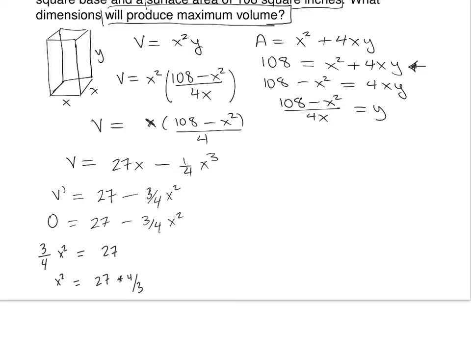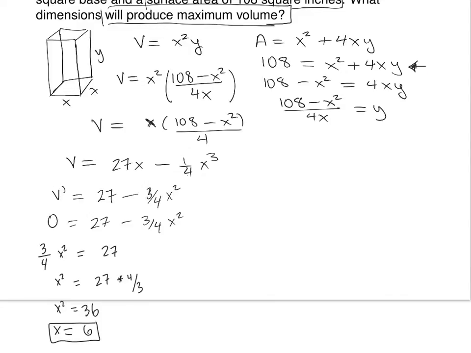And if I don't give you a calculator, it's good to know tricks to do this stuff well and quickly. Is it easier to multiply by 4 first or divide by 3 first? Divide by 3 first, right? That becomes 9 times 4, which is 36. And so x equals plus or minus 6. And in this case, not -6, because it's the base of a rectangle, a physical object, and it can't have negative width.